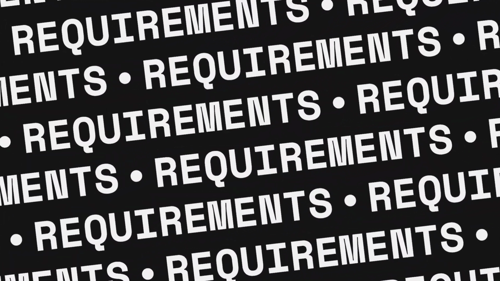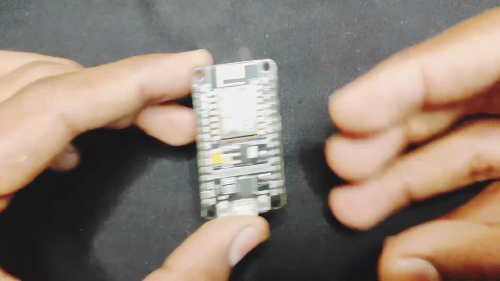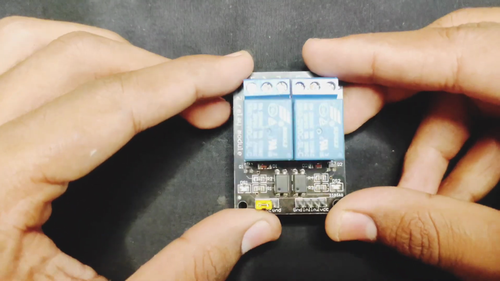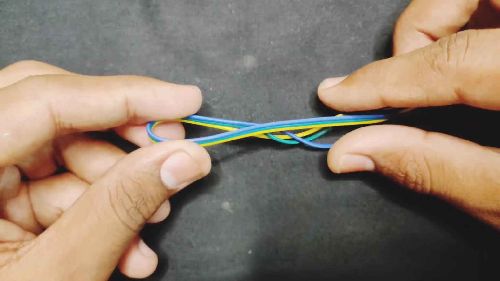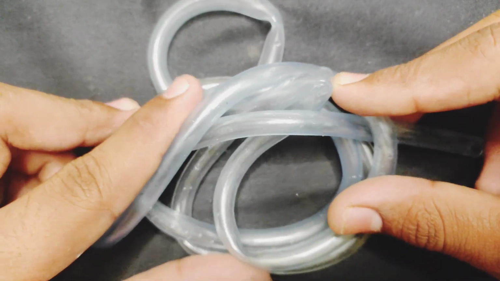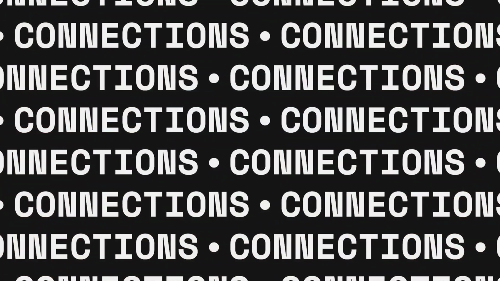So to make this project, the requirements that we need are a NodeMCU, a relay module, a 5 volt DC water pump, jumper cables, a 5 volt DC adapter, a water pipe for the DC pump, and let's head over to the connections part.